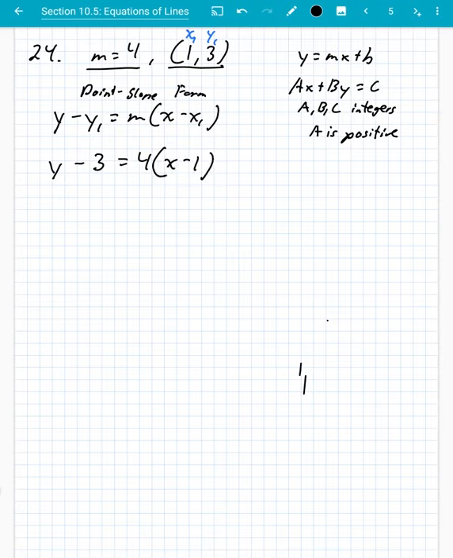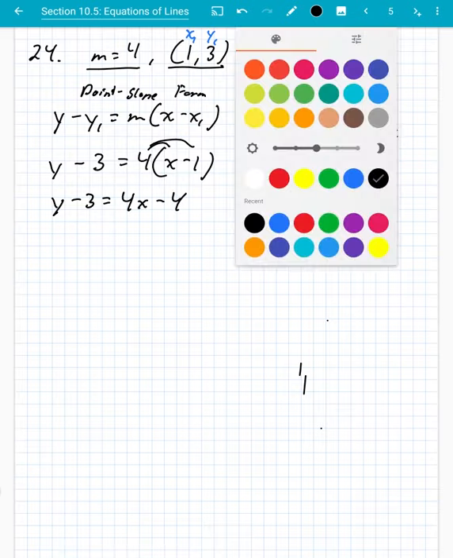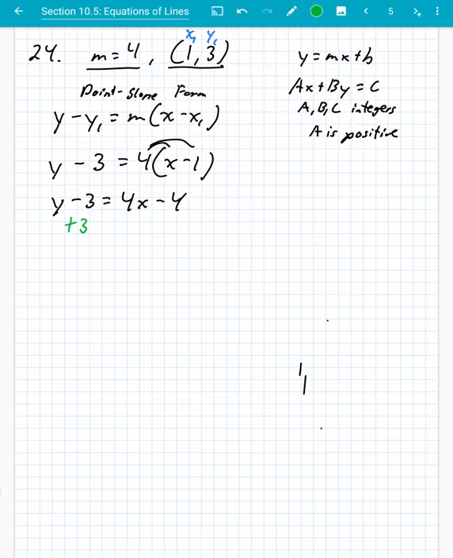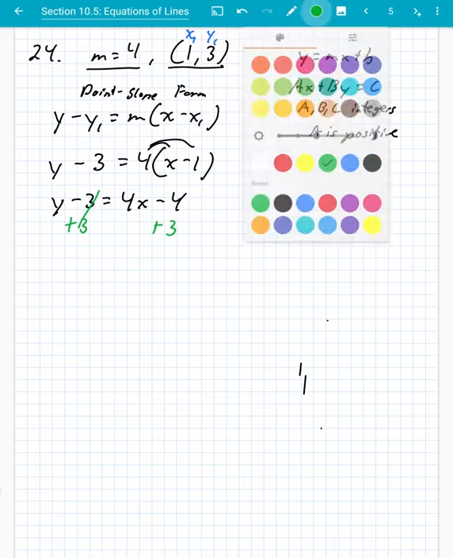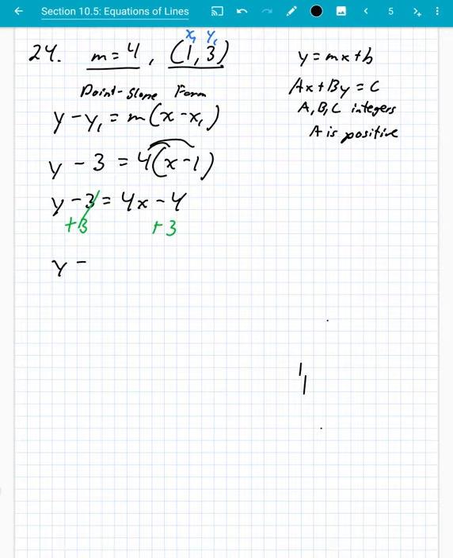Go ahead and start solving for y, and in order to do that, we have to distribute first. Y minus 3 equals 4x minus 4. Then, to solve for y, go ahead and add 3 on both sides. Now we have y equals 4x minus 1.